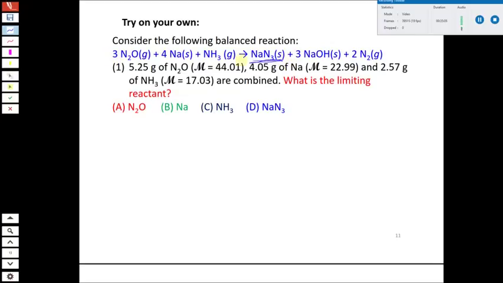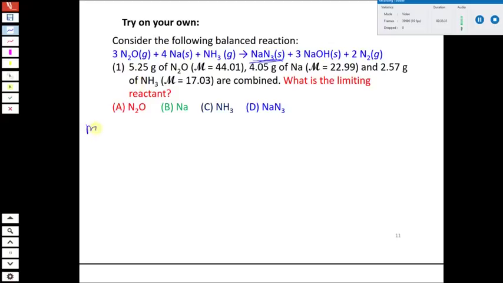We have the balanced equation, and we're telling you that we have 5.25 grams of N2O, 4.05 grams of sodium, and 2.57 grams of NH3. So I'm going to be even worse to you here and give you amounts of 3 reactants. In this case, we have to calculate the moles of all 3 reactants and the stoichiometric ratios for all 3. Whichever one of those 3 is the smallest will be the limiting reactant. So same series of steps, but just one additional time.